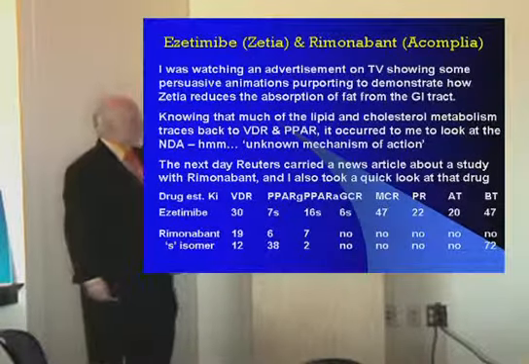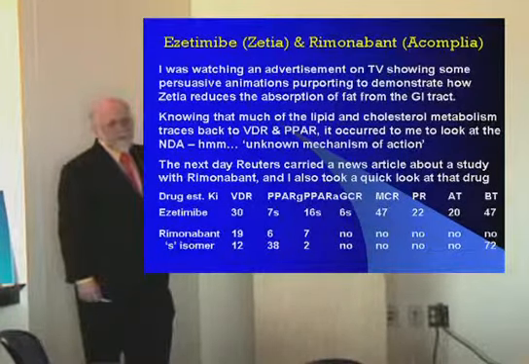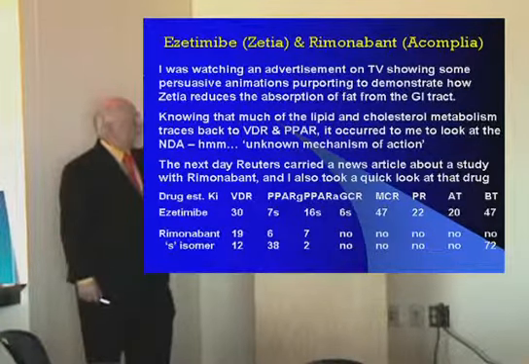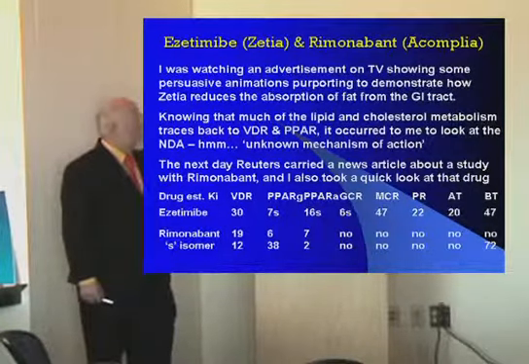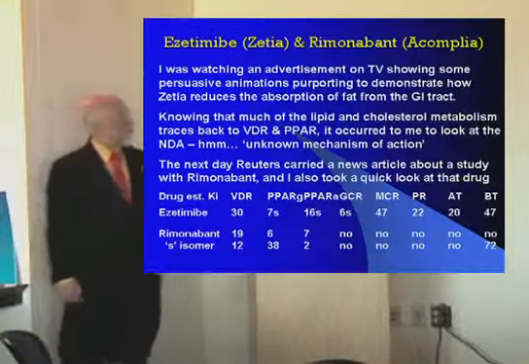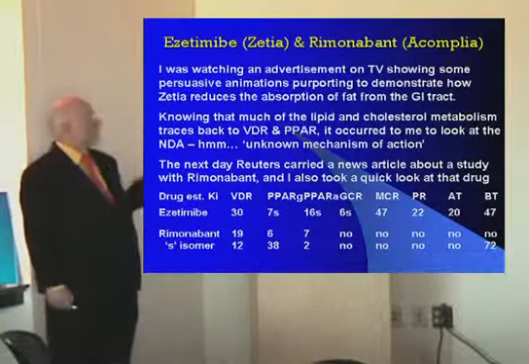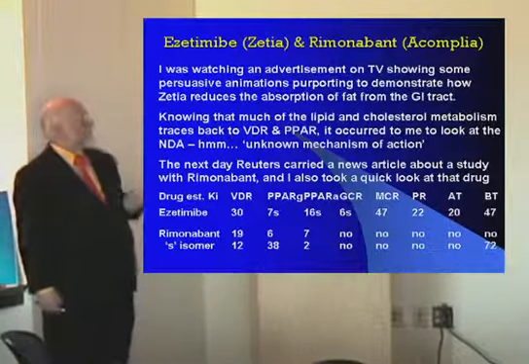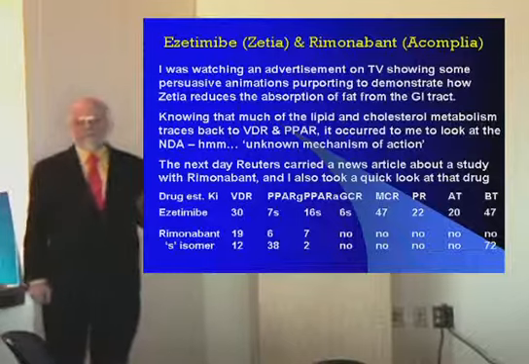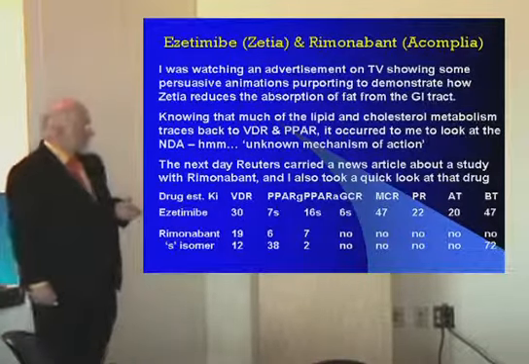Now let's look at two example case studies. These were just a couple of drugs that came up while I was preparing this presentation about a week and a half ago. I was watching an advertisement on TV which showed some persuasive animations purporting to demonstrate how the drug ezetimibe, Zetia, reduces the absorption of fat from the GI tract. You've probably all seen these television advertisements.